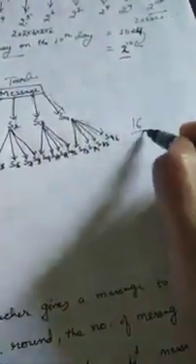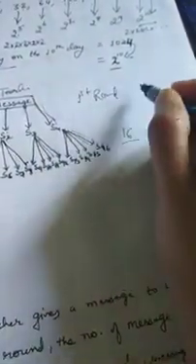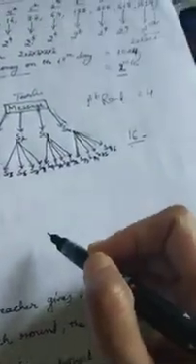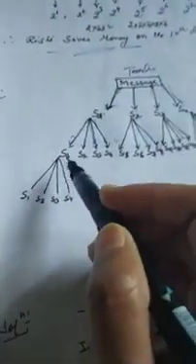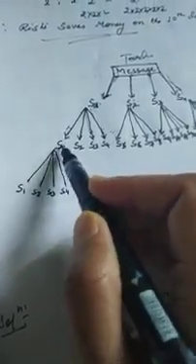In total, 16 students will get the message in the second round, and in the first round, 1 2 3 4 students got it. In the second round, 16 students got it. Okay, now again the third round, as it is said in the question that each student will give a message to the other 4 students.